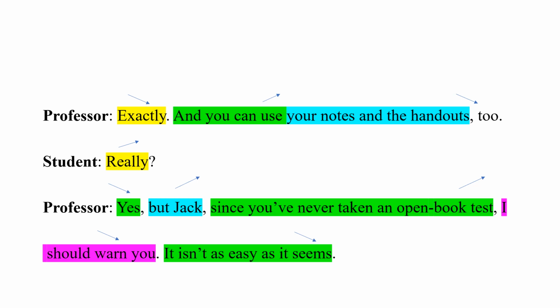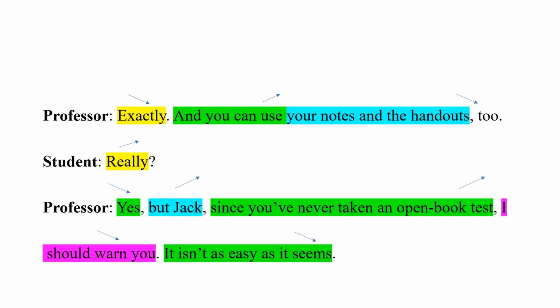Well, so the first line begins with exactly and the falling intonation because falling intonation is showing certainty. The green one, and you can use, is a verb phrase, auxiliary plus verb. So it takes a rising intonation. The blue one is actually a noun phrase, but since it is the end of the statement, it takes a falling intonation.